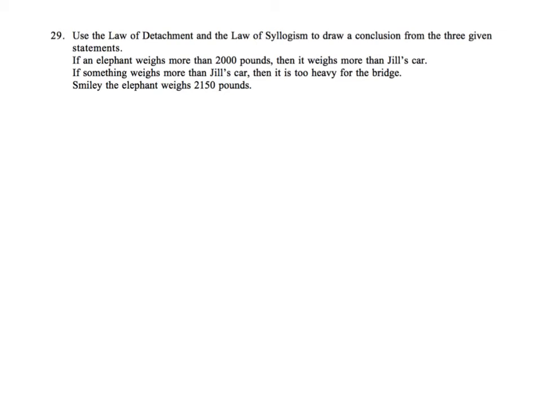29 says use the law of detachment and the law of syllogism to draw a conclusion from the three given statements. So my first statement says if an elephant weighs more than 2,000 pounds, then it weighs more than Jill's car. If something weighs more than Jill's car, then it is too heavy for the bridge. So I have two statements. The end of my first one and the beginning of the second one are the same. So we're going to cross those out. And we have if an elephant weighs more than 2,000 pounds, then it is too heavy for the bridge.